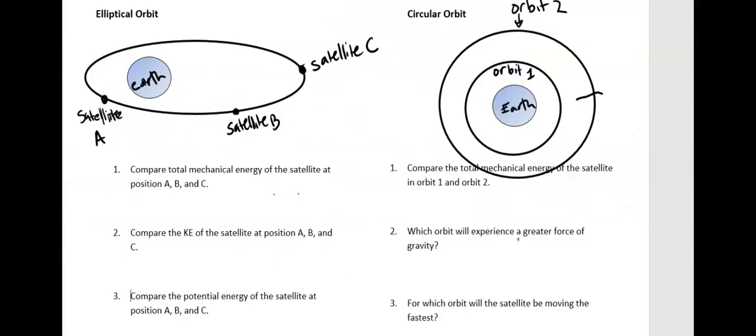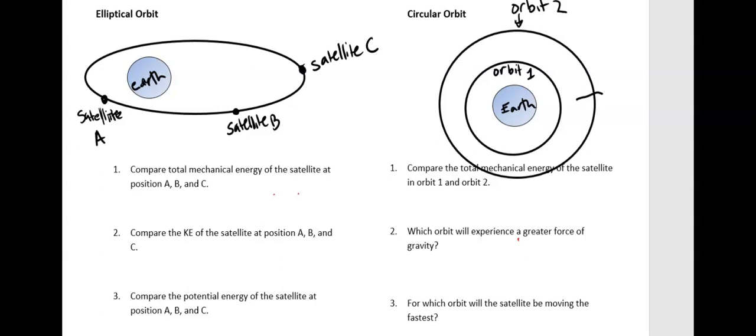Okay, we're going to go ahead and go to part 2. We're going to think about the energy of a satellite in motion, and we're going to think about elliptical orbits. Look at this whole thing. We have an elliptical orbit and a circular orbit. Go ahead and answer questions 1 through 3 for each of them. Pause this video and then check back in and see what you got.